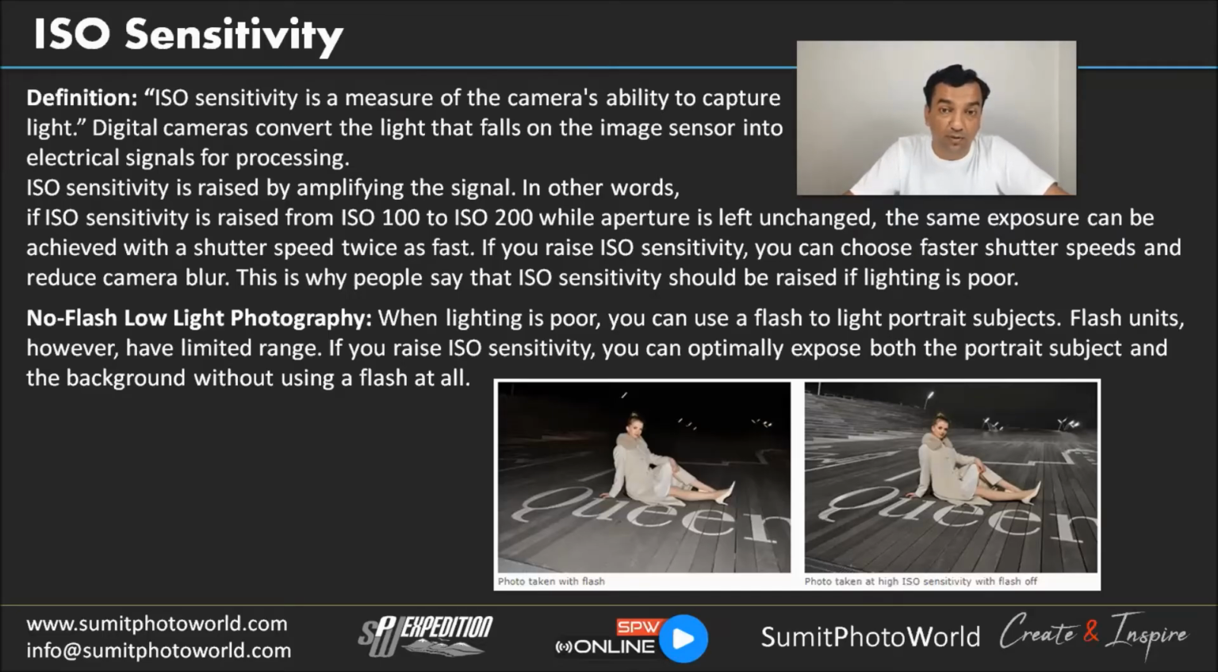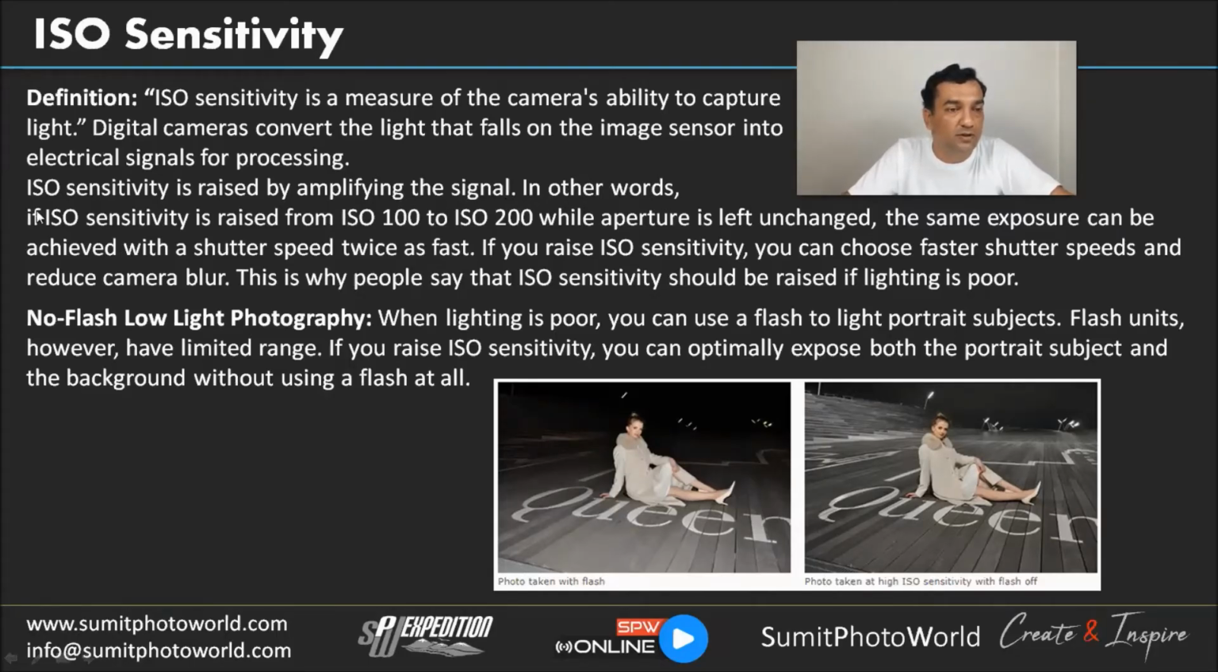Capturing the Milky Way is something where high ISO can help you, but for that you need to find a place where there is no light, the darkest possible area. ISO sensitivity is a measure of the camera's ability to capture light. A digital camera converts the light that falls on the image sensor into electrical signals for processing. ISO sensitivity is raised by amplifying the signal.